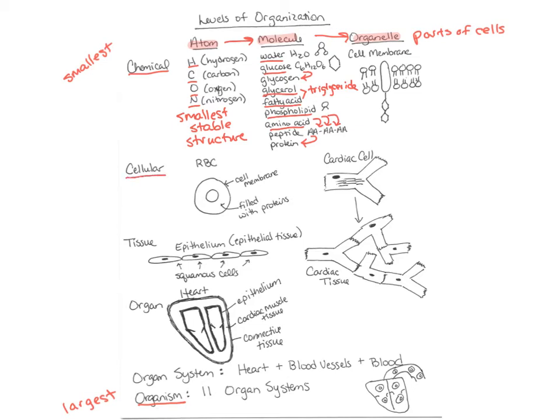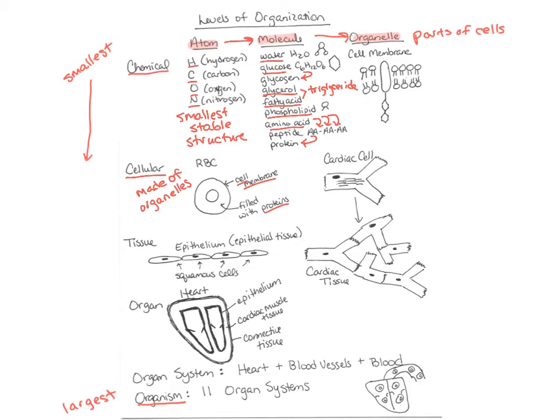The cellular level of organization is larger than the chemical level of organization. In the cellular level of organization, we take these organelles and put them together to form a cell. The cell will consist of a cell membrane that's made up of phospholipids and proteins and glycogen, and it's filled with proteins.